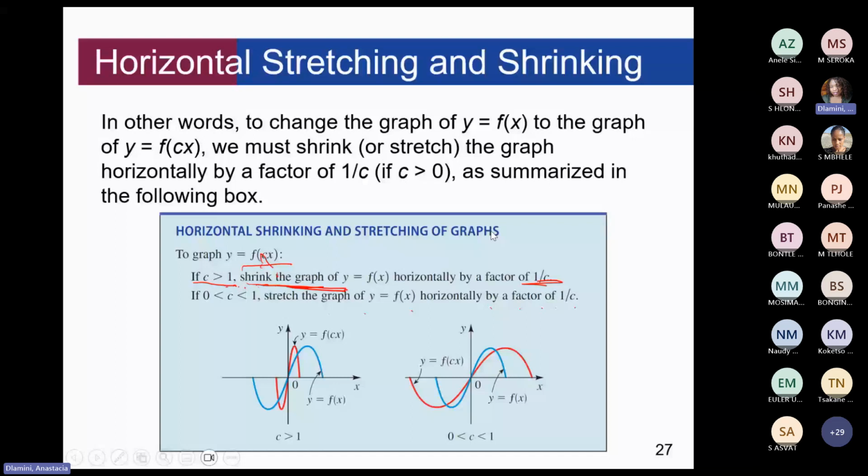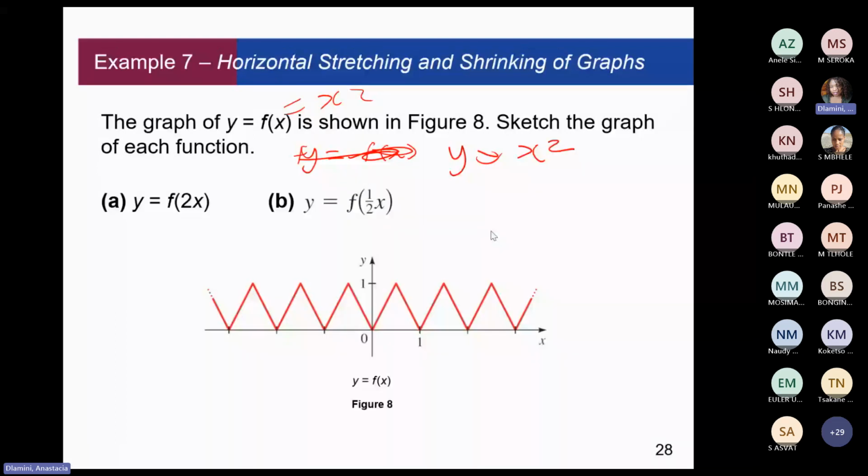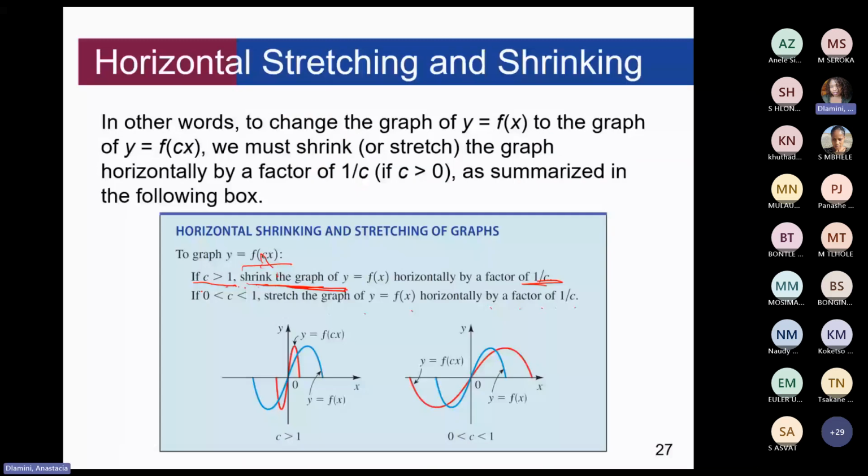Now let's read here. They're saying that if c is greater than 1, shrink the graph of y equals f of x horizontally by a factor of 1 over c. If you shrink it, it will be thinner, isn't it? And if you stretch it, it becomes wider. So if c is greater than 1, we expect our graph to be shrunk, horizontally, meaning thinner. But if c is between 0 and 1, we expect it to be wider. Okay, good. Now let's go back to our Word document.